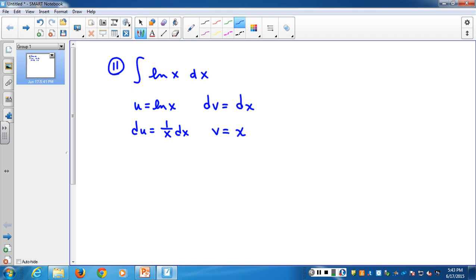The integration by parts formula, which is probably what you had written down on your paper, is uv minus the integral of v du. That's the way that you put integration by parts together. So here we go. u times v would be x times ln x minus the integral of v, which is x, du is 1 over x dx.